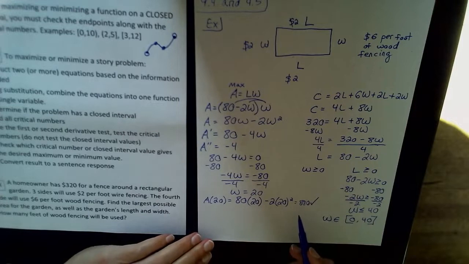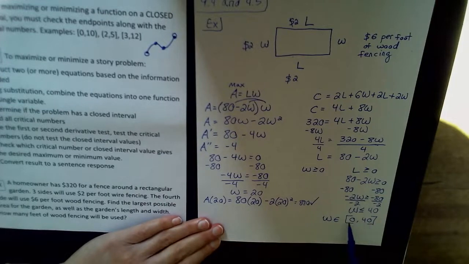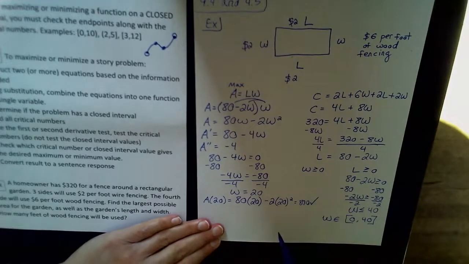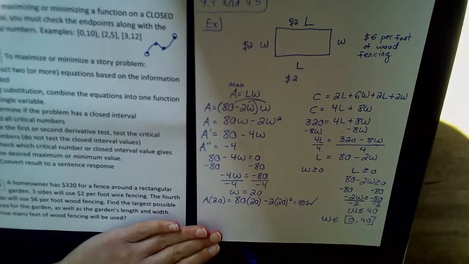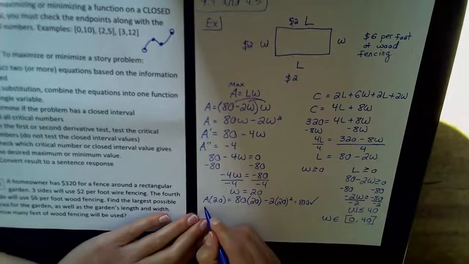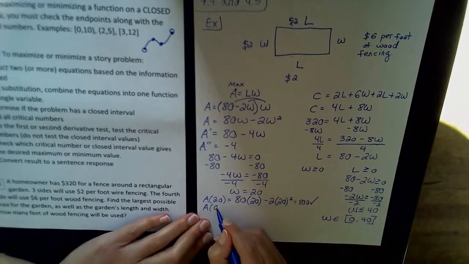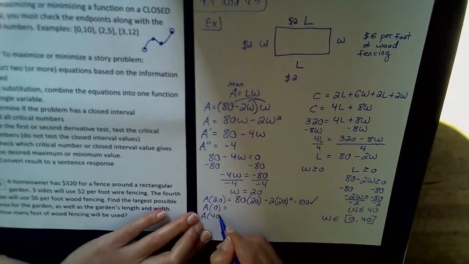So from here, we now just need to test the endpoints to see if either one of them results in a value greater than 800. If they do not, then we found our absolute maximum. If they do, then those values will be the result that gives us our absolute maximum. So we just test a of 0 and a of 40.